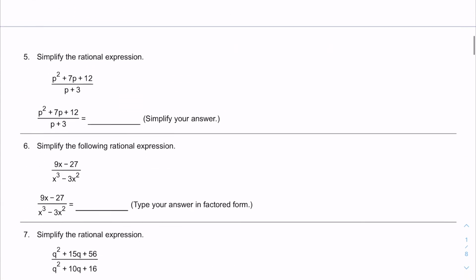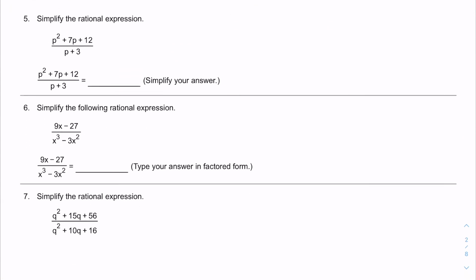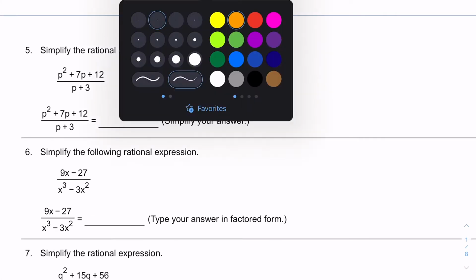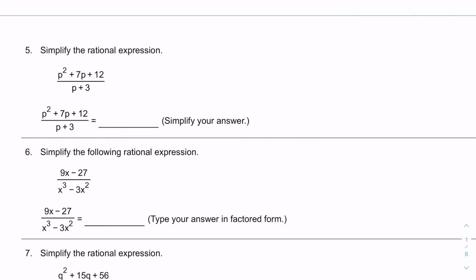Okay, flip the page to the next page, and this is number 5. Number 5 is asking us to simplify. So once again, what we need to do is factor completely. So down below, p plus 3 is factored completely. You don't have to, but I'm going to put parentheses around it showing that that's prime and factored completely. If I could find an exact copy of the quantity p plus 3 up top, I get to reduce it as long as they're factors.